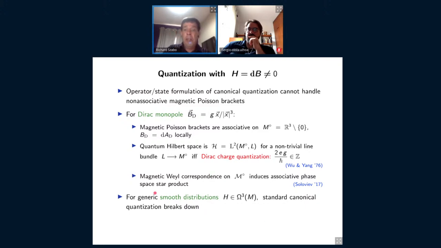But for generic smooth distributions, so if I look at things that are more general, and now I look at smooth distributions of magnetic charge, standard canonical quantization breaks down, no matter what. There's no way out of it. There's no analog of Dirac charge quantization that you can impose for a continuous distribution, let alone smooth distribution of magnetic charge. So there is simply no Hilbert space formulation.